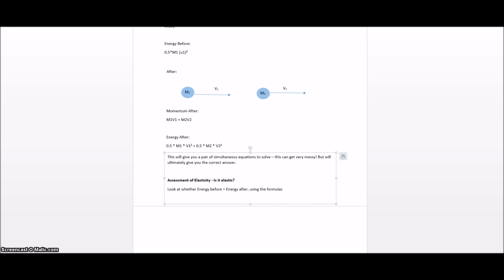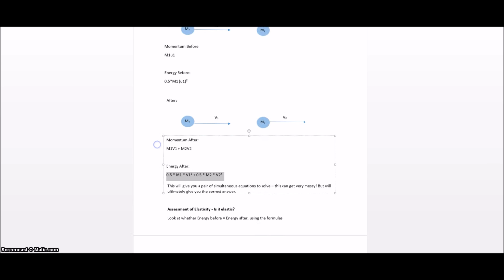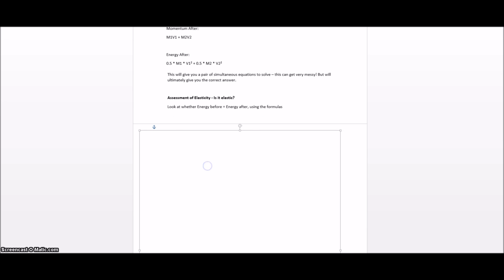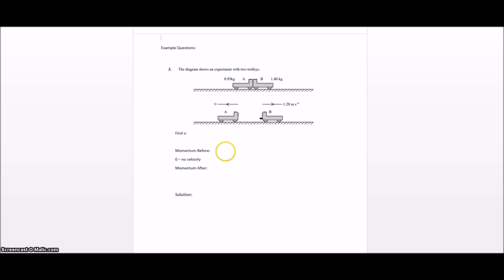So in some cases, you'll be asked to assess whether a collision is elastic. This might sound a bit difficult, but really you just need to calculate the energy before and the energy after, which is really just the same as what we've done here, except you don't equate them, you just look at them and say, okay, the energy after is either the same or less than before. If the energy after is less, then it's an inelastic collision because energy has been lost. If it's the same, then it's elastic because no energy has been lost. Really quite simple. So let's do some examples.